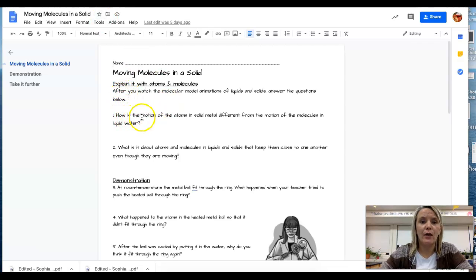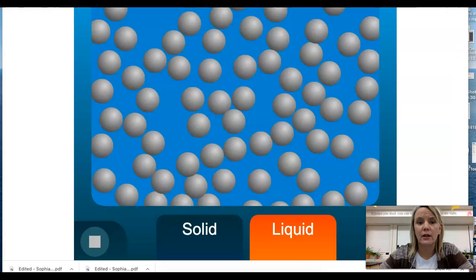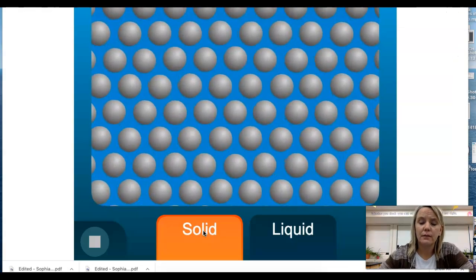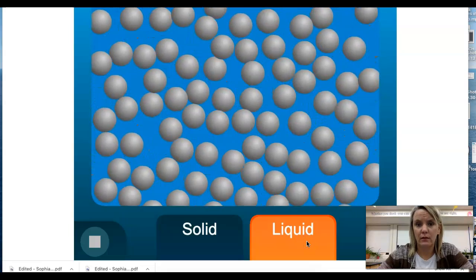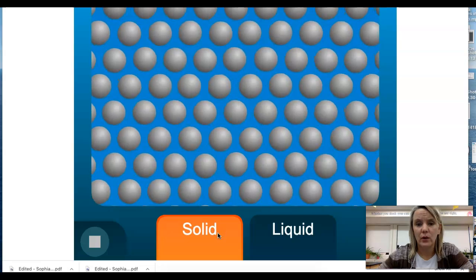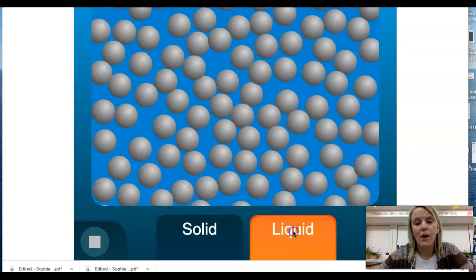The first question says, how is the motion of the atoms in a solid metal different from the motion of molecules in liquid water? All right, so again, we're going through what is the difference between a solid and a liquid? How can you describe that? How does the motion of these molecules differ in a solid and in a liquid?